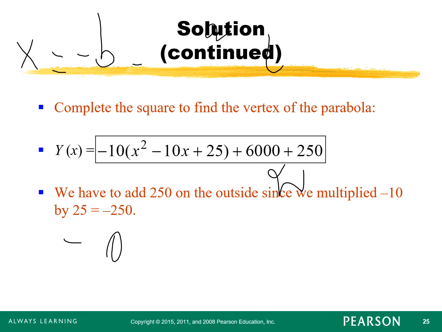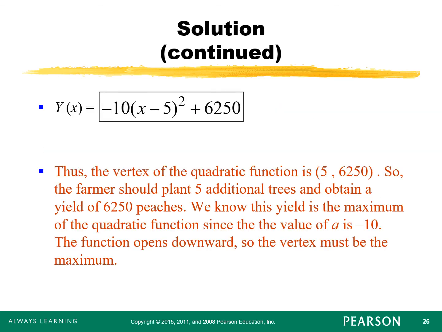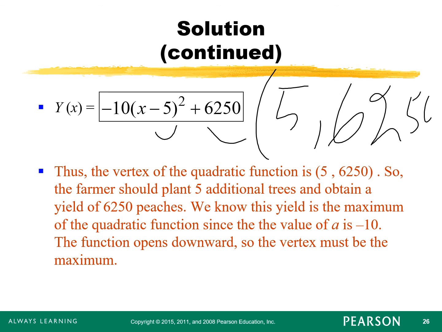And while finding our vertex form, we can answer our question. What did we say? The vertex point that we will get, we said that our vertex point in general is this number plus this number. So it's 5 and 6,250. And now how can we answer our question?